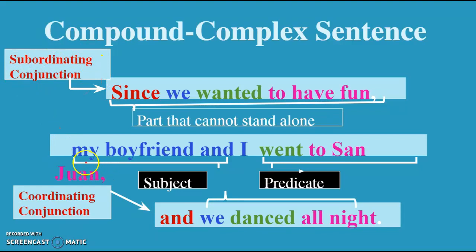But what about the second part of the sentence? My boyfriend and I went to San Juan. Now this has a subject, my boyfriend and I, and a predicate, went to San Juan, so that is a simple sentence. What about the last part? We danced all night. We have a subject, we, and we have a predicate, danced all night. So this would also be a simple sentence. So what do we have here? A dependent clause, an independent clause, and another independent clause. So we have 3 types of sentences joined together with conjunctions, and this would be a compound complex sentence.